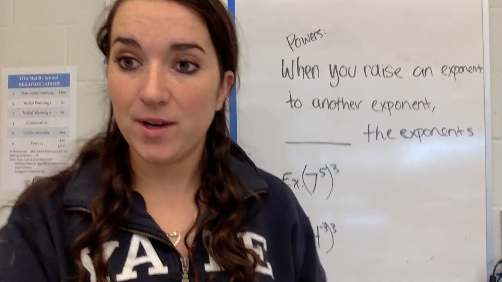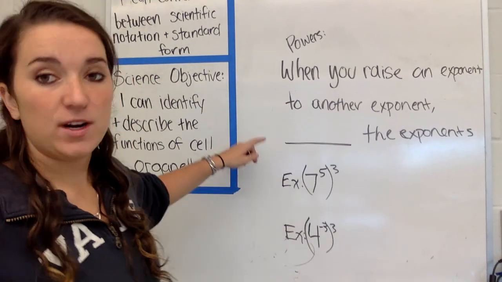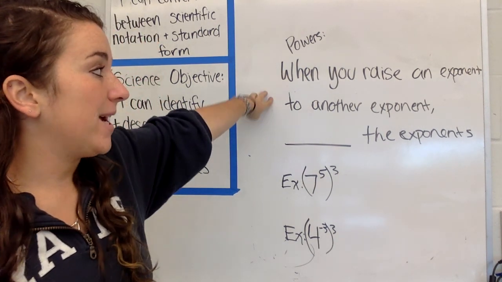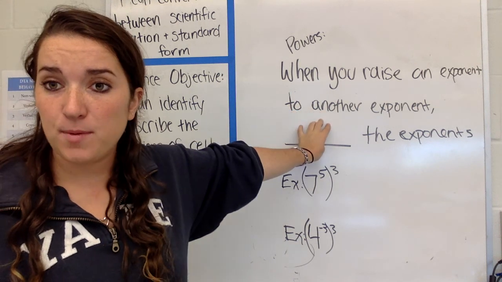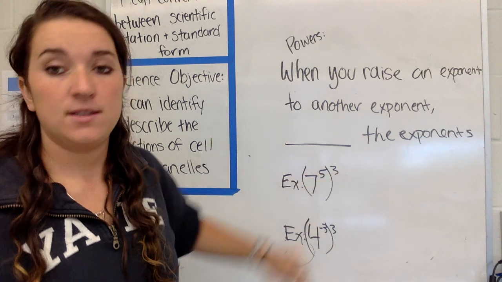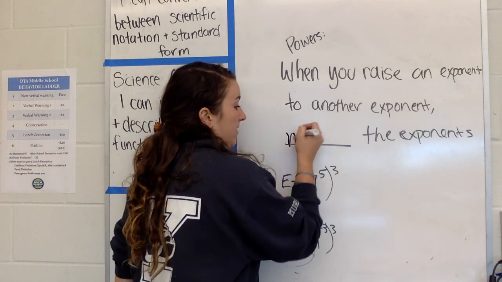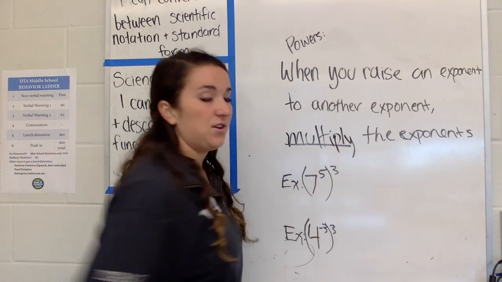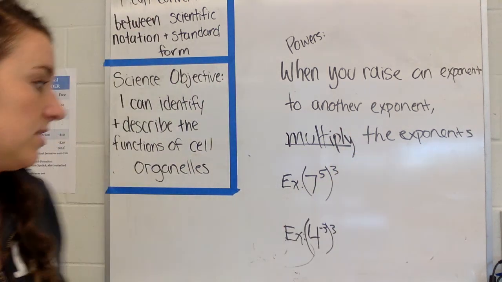This video is going to be really similar to yesterday. So the first thing you're going to do is write down our powers rule. When you raise an exponent to another exponent, like we have in these examples, what do you do with the exponents? Right, you multiply them. So go ahead, pause the video, get this down in your notes. We need to remember these rules.